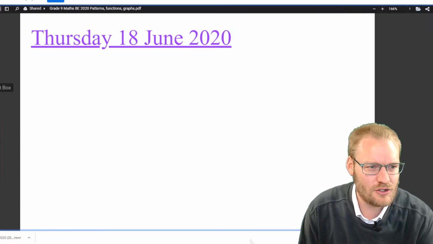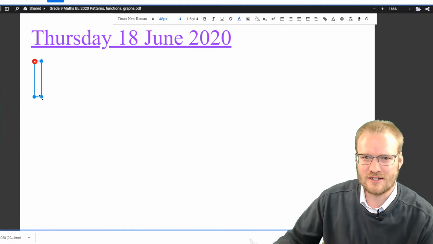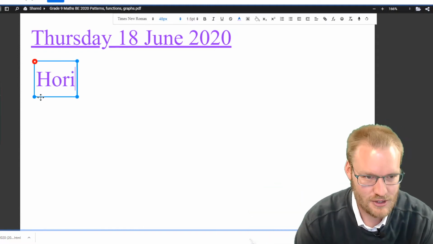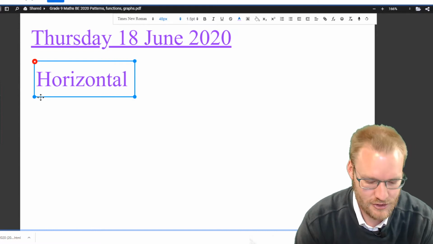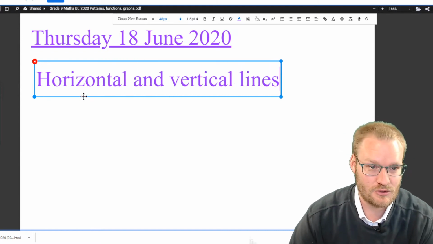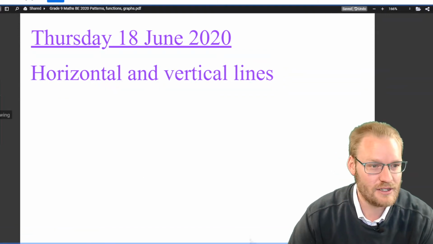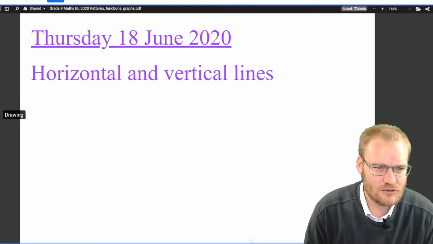So what we wanted to look at today was there was a good question about these examples that say y equals or x equals. So we're looking at horizontal and vertical lines. That's what we're looking at for this one. Okay, so let's run through a few examples.